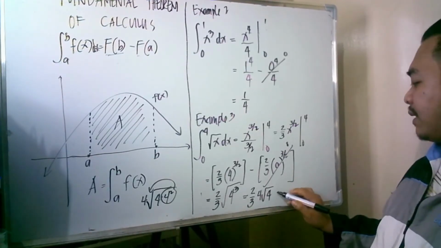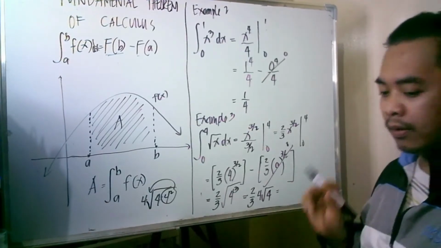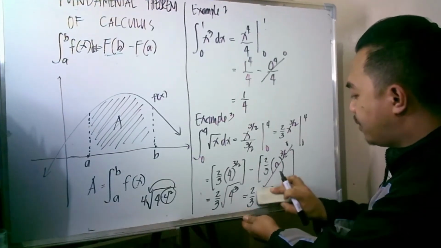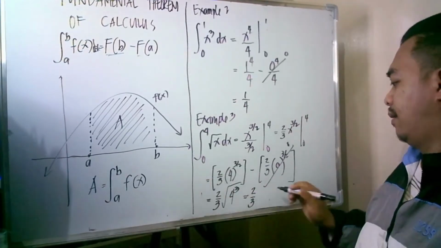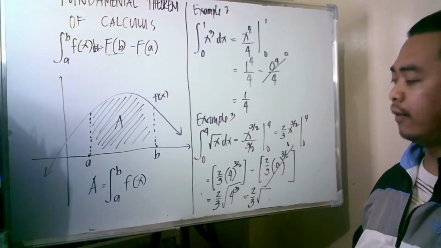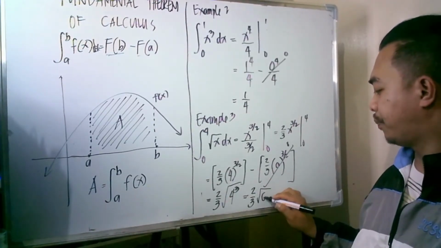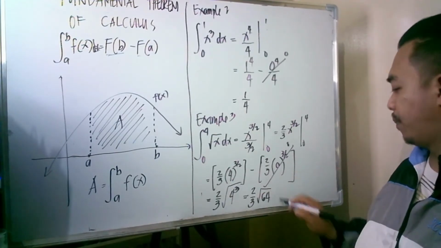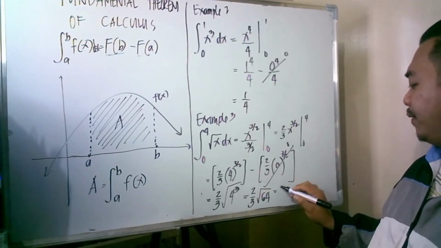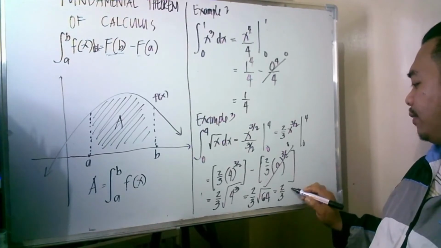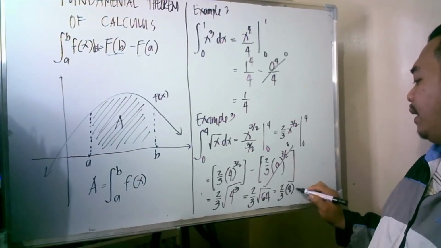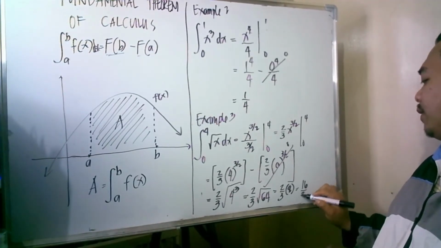Alam din nating i-extract yung square root of, or sige, feeling ko mas diretso kapag kunin natin agad yung cube of 4, which is 64. Ang square root ng 64 ay 8. So 8 na lang siya times 8. Ang sagot natin ay 16 over 3.